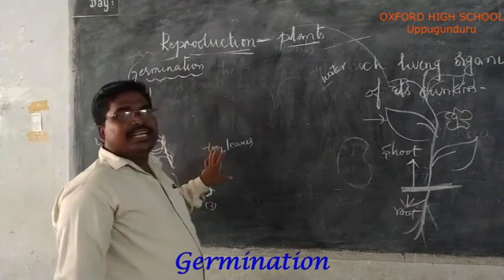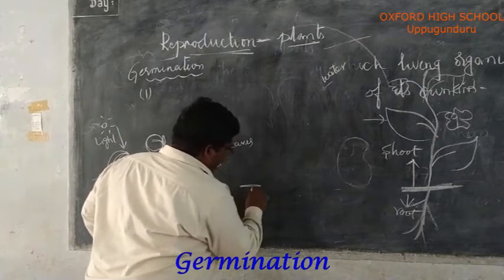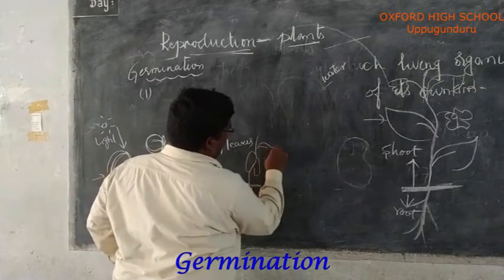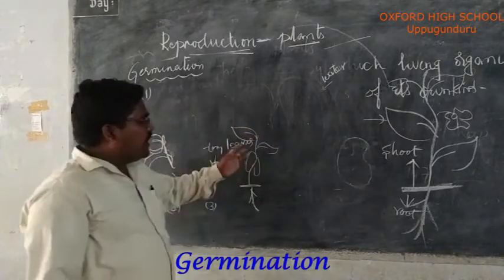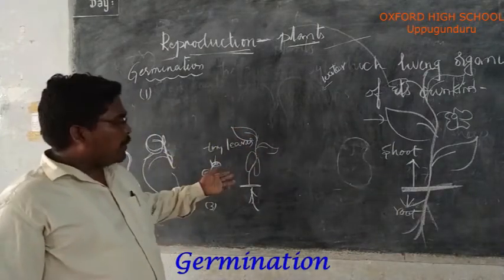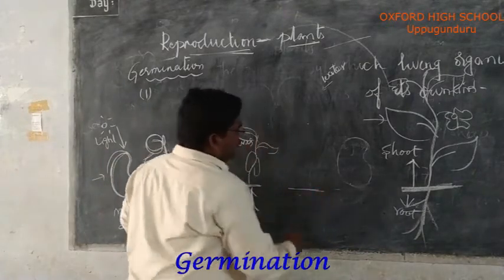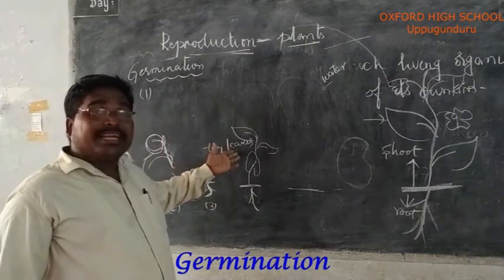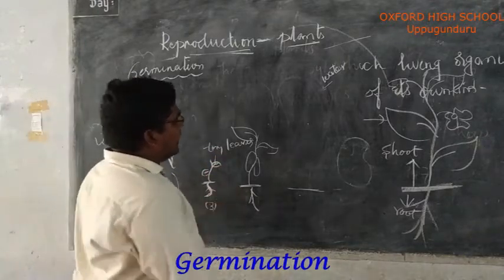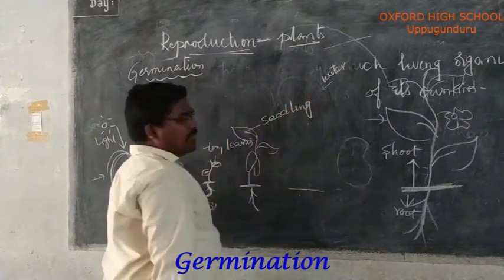The tiny leaves of the plant develop and produce the food material and supply the food material to the plant body. So, okay? The young plant is called seedling. The new baby plant which comes out from the seed is called seedling. Okay? Seedling.